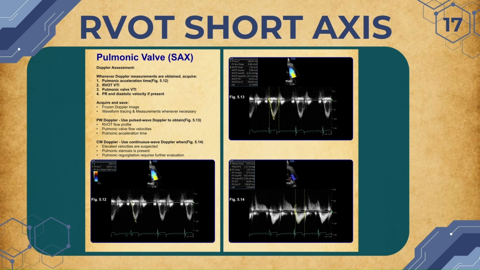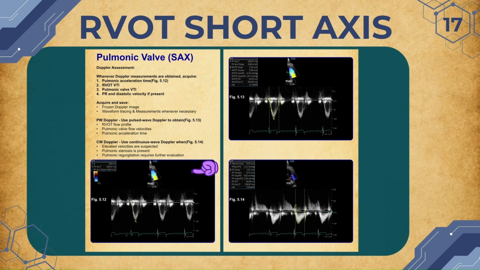This is my favorite view for evaluating the pulmonic valve because it allows us to assess both anatomy and Doppler information from a single window. From this view, there are 4 measurements I routinely think about: pulmonic acceleration time, RVOT-VTI, pulmonic valve VTI, and PR end-diastolic velocity when present. Notice how all 4 measurements are grouped together. That's because they're helping us answer different parts of the same question: what is happening within the RVOT, the pulmonic valve, and pulmonary circulation. Take a look at figure 5.12.